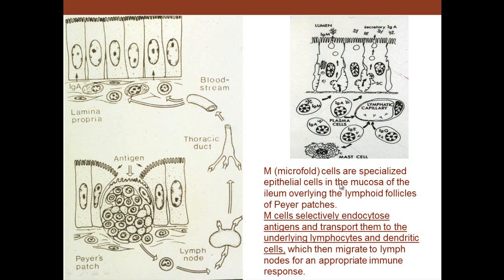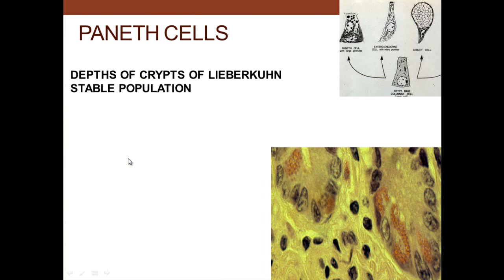And so these M cells are specialized epithelial cells in the mucosa, and they overlie the lymphoid tissue, which is known as the Peyer's patches. The M cells selectively endocytose the antigens and transport them to dendritic cells and lymphocytes, which then migrate to the lymph node and then come back into the lamina propria to make antibodies against whatever antigen they were being exposed to at this time.